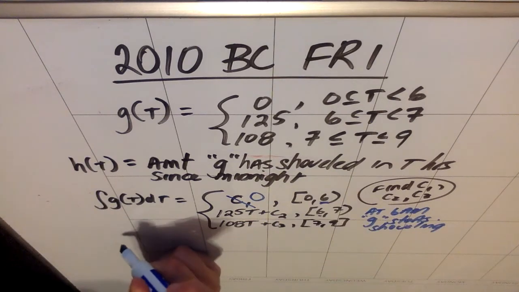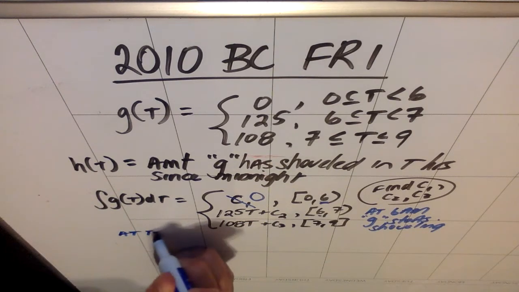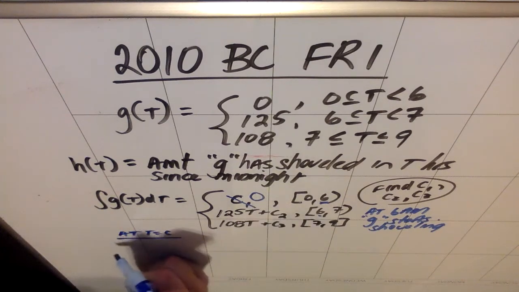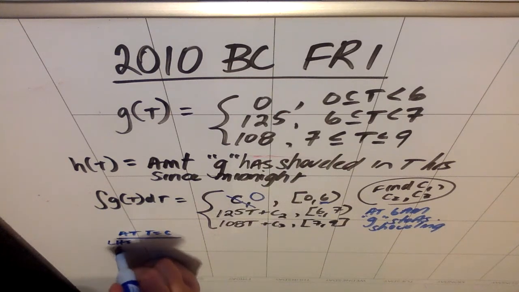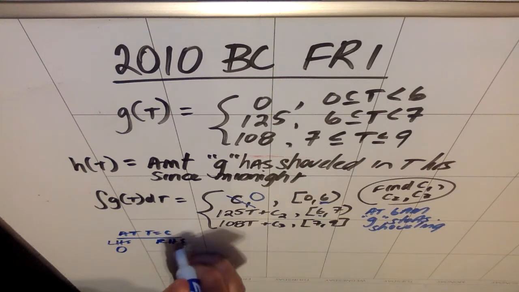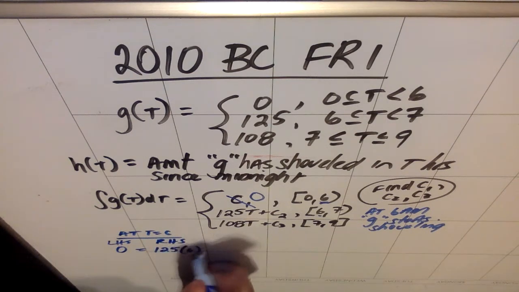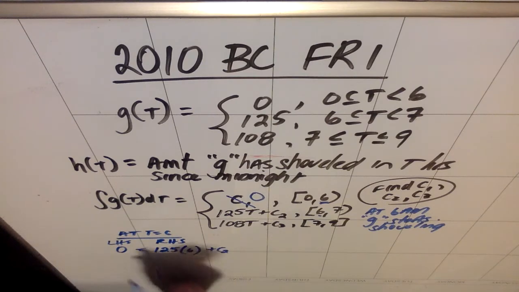So essentially what I realize is that at t equals 6, the left-hand side of this, which would be what would happen if I plugged into the first equation, is 0. The right-hand side must also be 0. So 125 times 6 plus c sub 2 has to be 0. Essentially, I'm going to get a 6 times a 125 with a negative in front as my c sub 2.